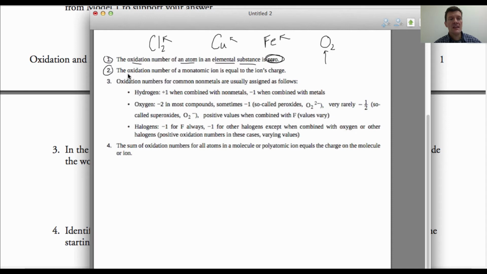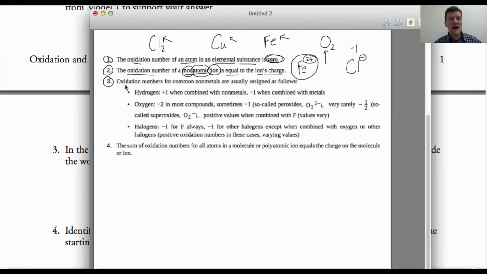Number 2, the oxidation number of a monatomic, that means just one atom, mono, one atom, ion, now it's charged, has a charge on it, is equal to the ion's charge. Remember I said it's kind of connected to the ion's charge. So if you had, instead of just plain neutral iron, you had Fe and it had a 2+ on it, then the oxidation number that we assign this Fe is the same as the charge on that ion. Okay? It's just that simple. If you've got that chloride ion, then the oxidation number for this chloride ion would be a -1.